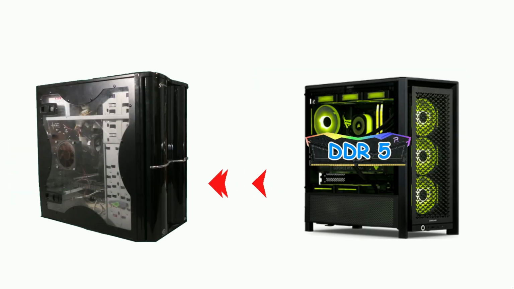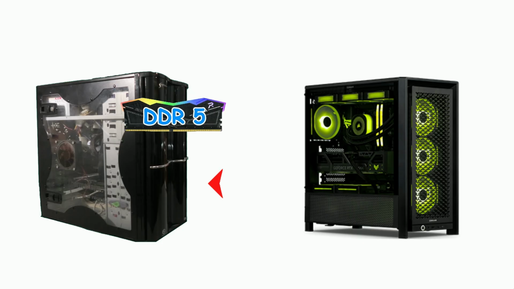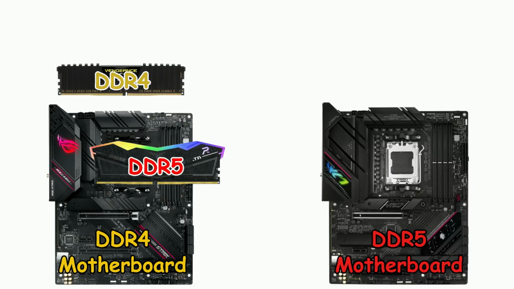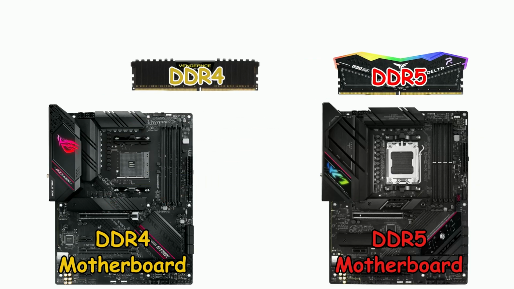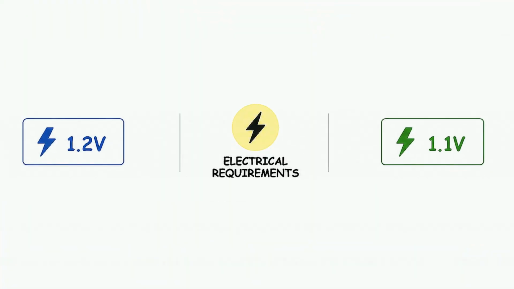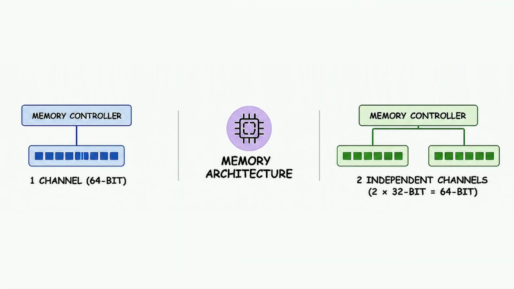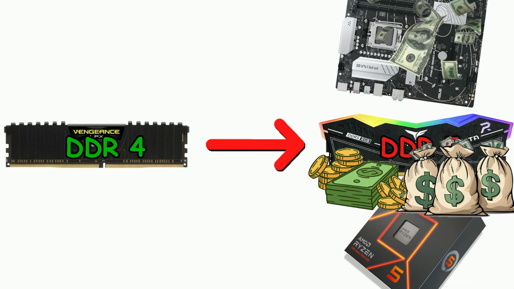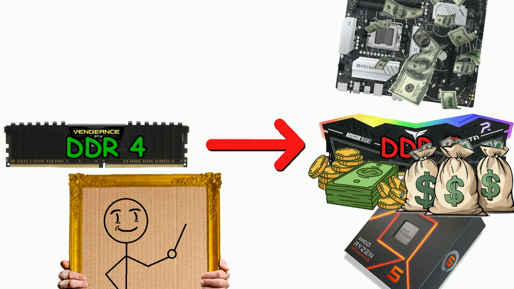However, DDR5 is not backward compatible with DDR4. A DDR4 motherboard cannot simply use DDR5 memory, and a DDR5 motherboard cannot use DDR4 modules. The physical design, electrical requirements, and memory architecture are different. This means that upgrading from DDR4 to DDR5 usually requires a compatible motherboard and processor platform, rather than simply replacing the RAM sticks.